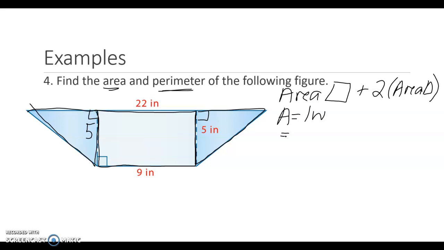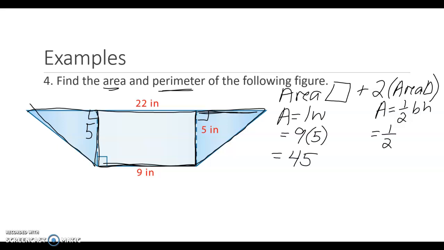Okay? So area of a rectangle, length times width. The length of the rectangle is what you're seeing here at the bottom. That's 9, and the width of the rectangle is 5. And so the area of this rectangle is 45 square inches. And the area of a triangle is 1/2 base times height.